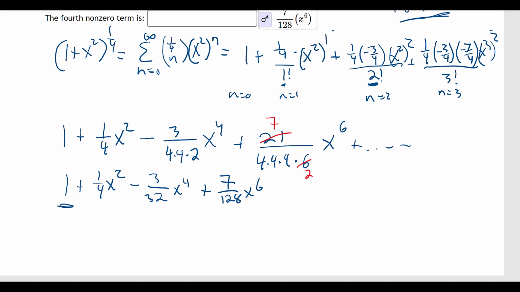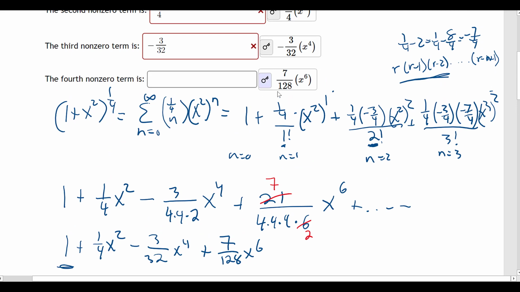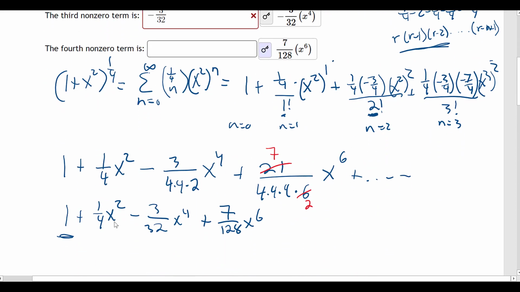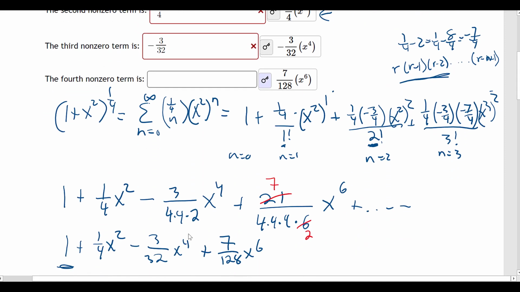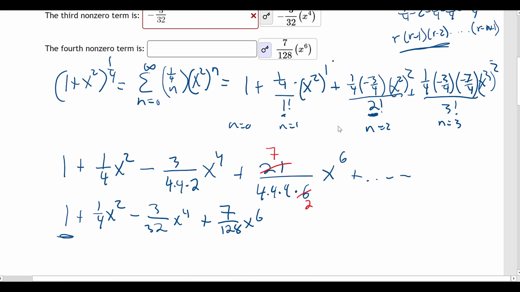So that goes in the first box. Got the 1, as you said. 1/4 x squared goes in the next box, as you see here. Negative 3 over 32 x to the 4th goes there. And 7 over 128 x to the 6th goes there. So hope that helps.